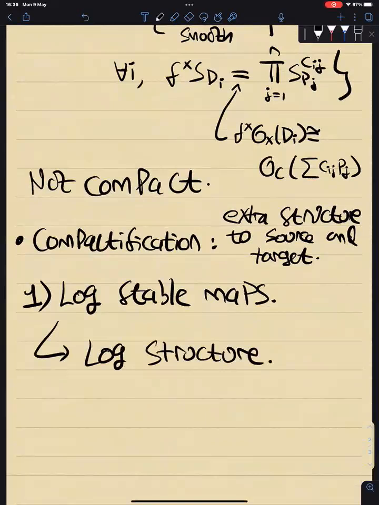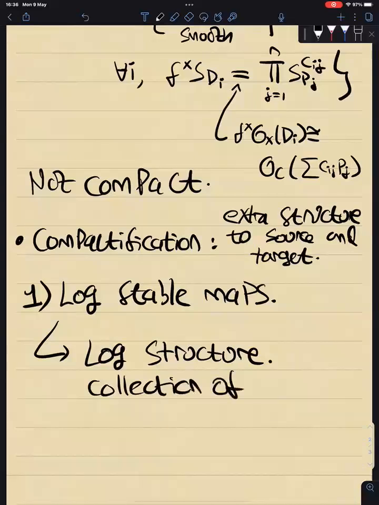So you should think of a log structure on a scheme as being some collection of functions on the scheme, which you declare to be monomial functions. So this is some collection of monomial functions, and in some sense, putting a log structure on a scheme is sort of choosing some functions and declaring I want these to be monomial. And these functions behave like monomials.